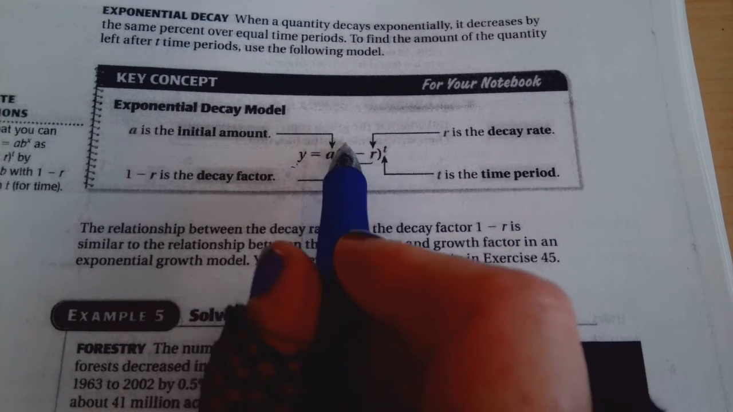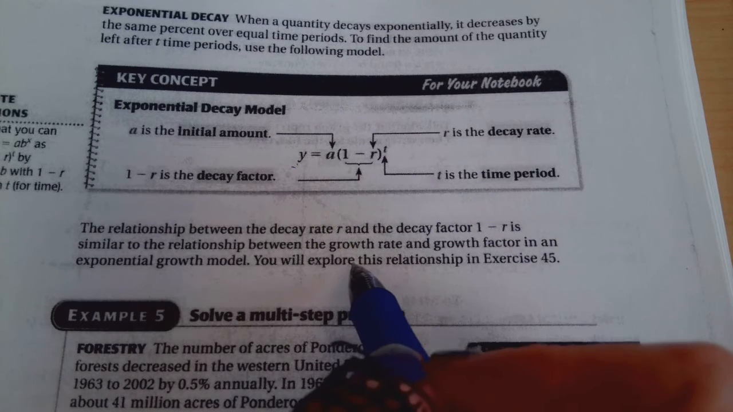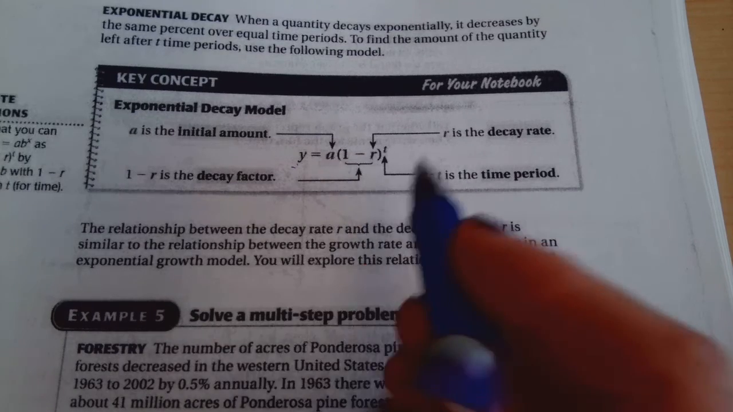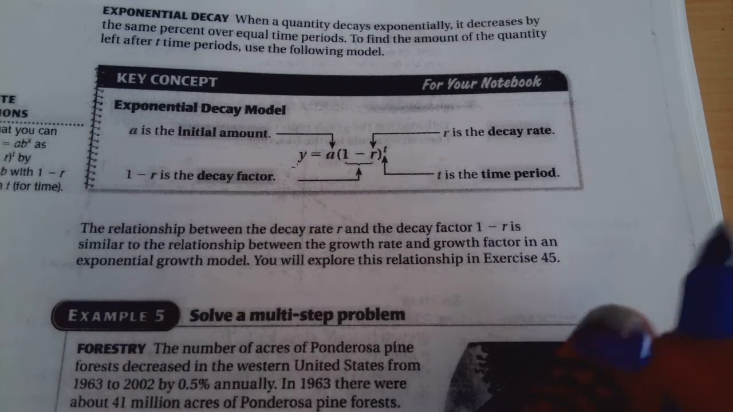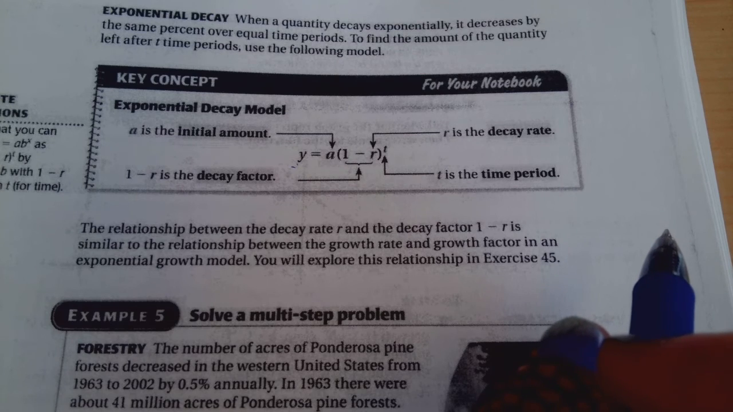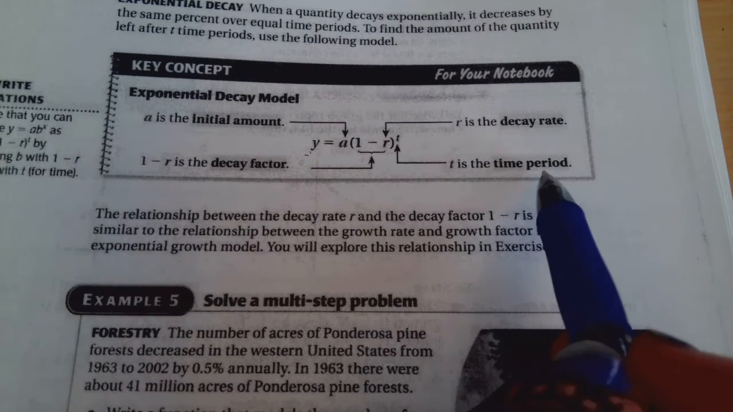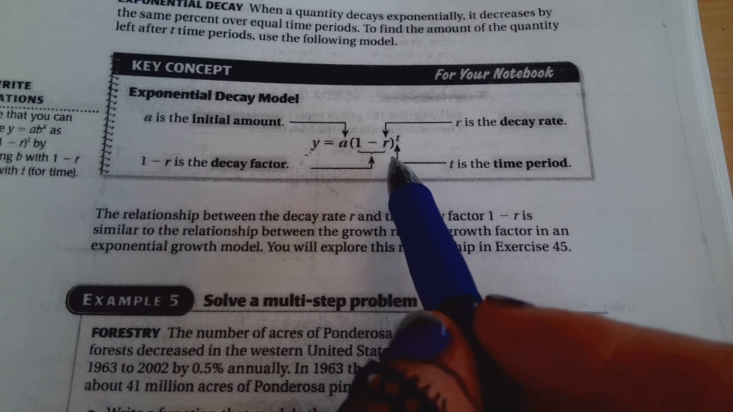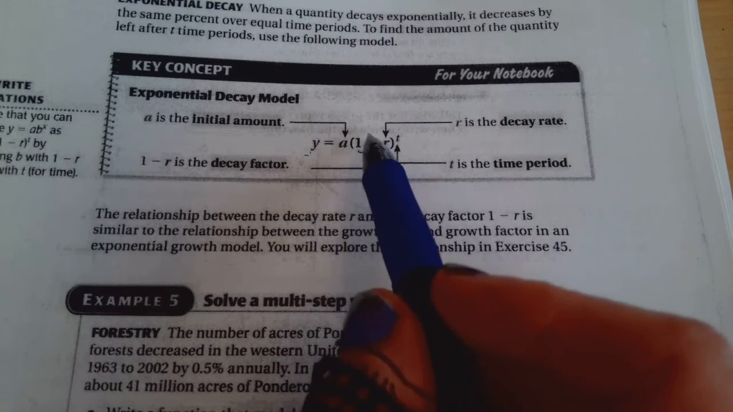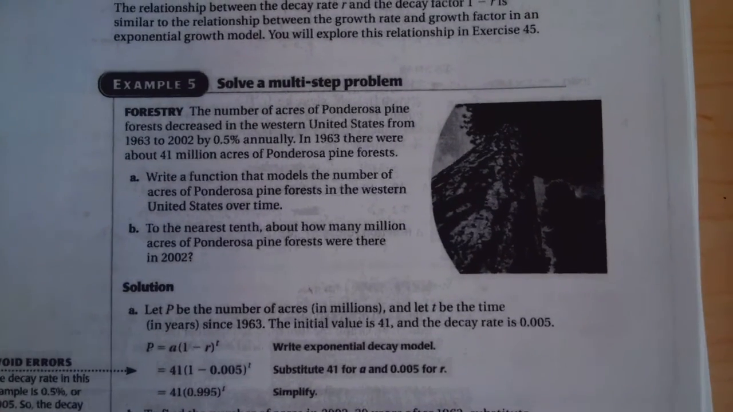So y equals a, parentheses, 1 minus r, raised to the t power. T is time, just like before on the growth formula. R is the rate, and a is the initial amount. And 1 minus r is the decay factor. This will always be given to you. Be careful when they ask you for the decay factor and the decay rate. The decay rate is the percent, which you change into a decimal, and the decay factor is 1 minus that rate. Let's look at a word problem from the book, read it and use it.